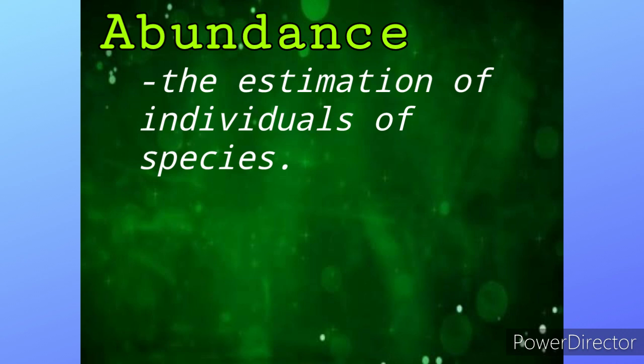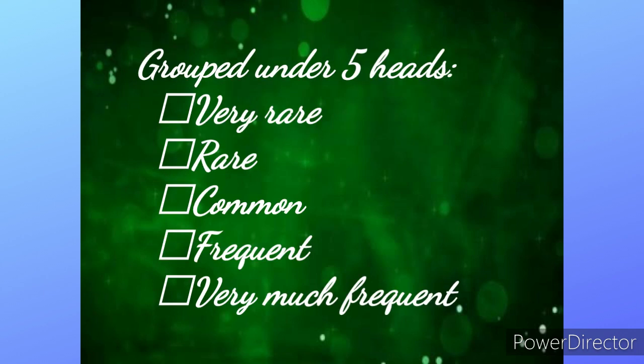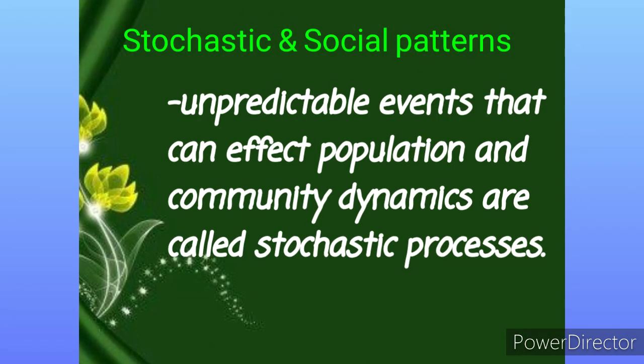Fourth is abundance, the estimation of individuals of a species. The abundance of a species cannot be easily demonstrated quantitatively because living organisms, especially plants, are not distributed uniformly over the Earth's surface. On the basis of abundance, plants are grouped under 5 heads. They are very rare, rare, common, frequent, very much frequent. So, an example of abundance would be having a huge crop of corn for the year.